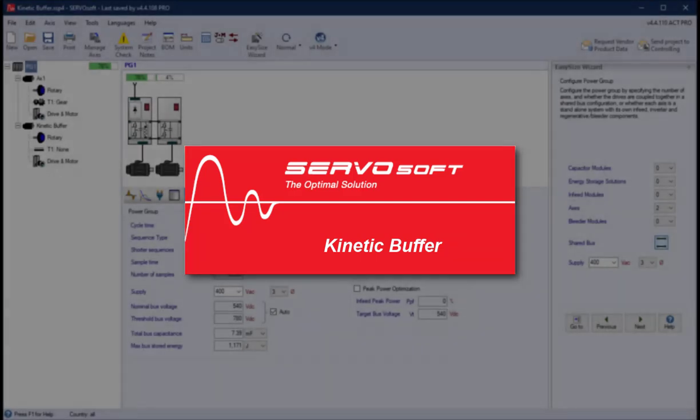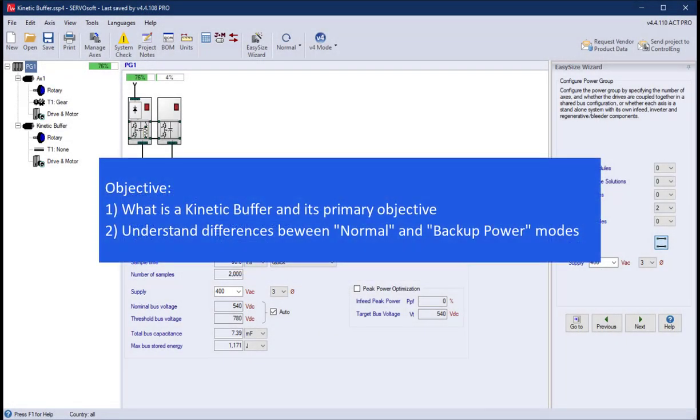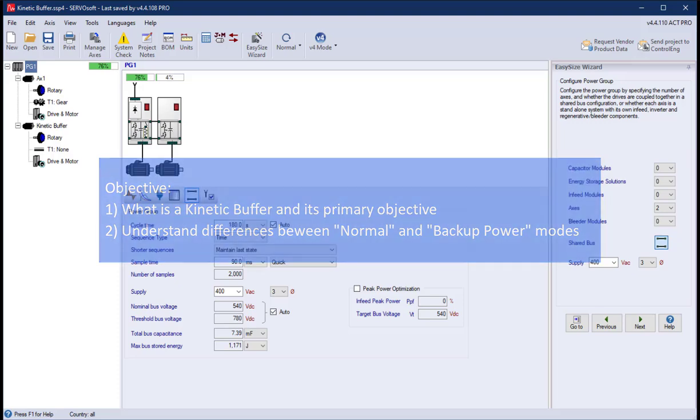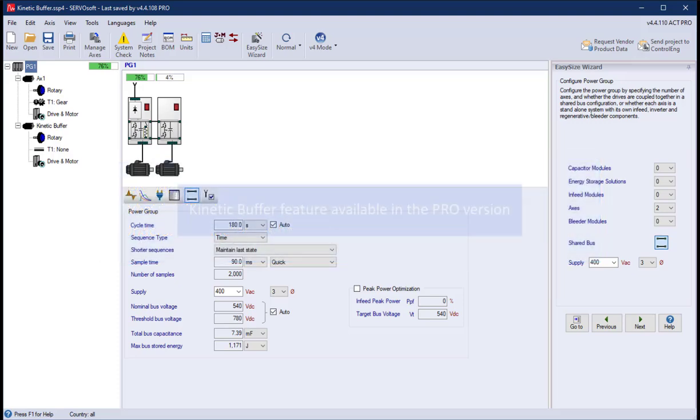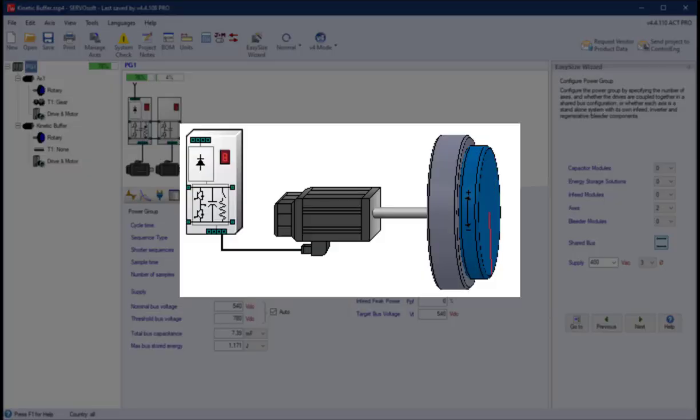This tutorial explores the Kinetic Buffer feature, including what a kinetic buffer is and its primary objective, and understanding the differences between normal and backup power modes. Please note that Kinetic Buffer is available in the Pro version. What is a kinetic buffer?